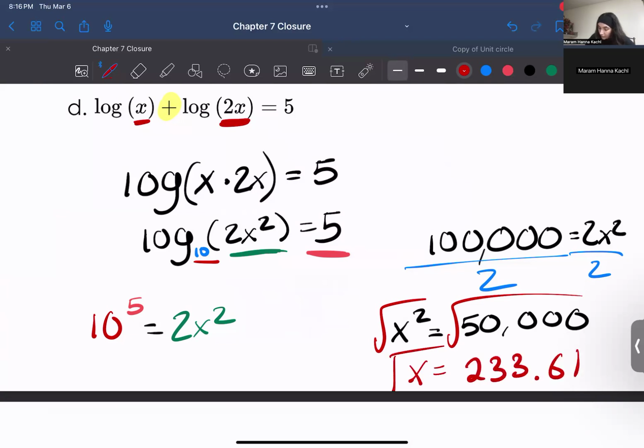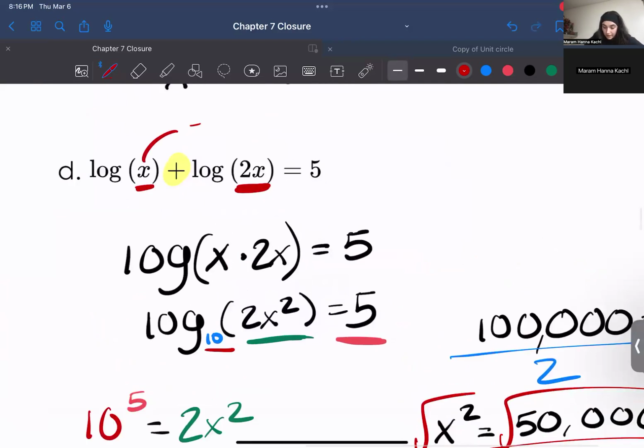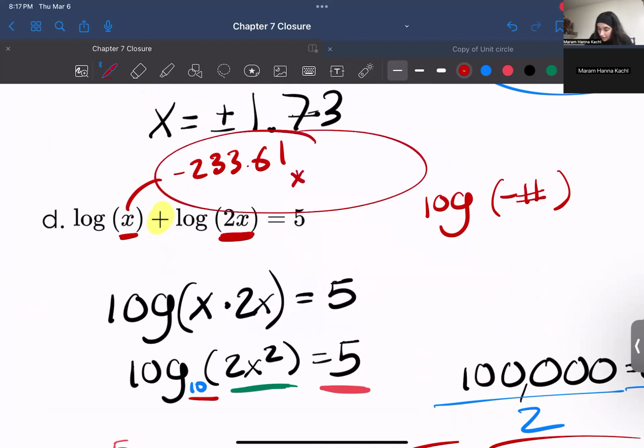And x is 233.61. Now I want to point out that anytime I take a square root, it's really the positive or negative version. But because I'm working with logs, I have to be really cautious and look for extraneous values. In this case, the positive is the only one that works, because if I were to make this x right here a negative 233.61, then I'd get an error. I can never have a log and then a negative number in that answer portion. So this negative 233.61, you can make a note, is extraneous.